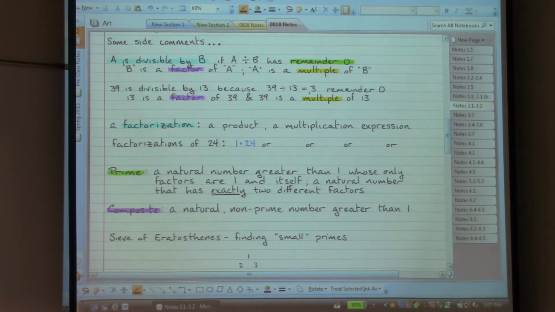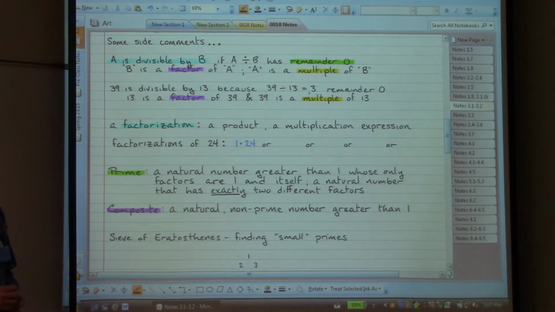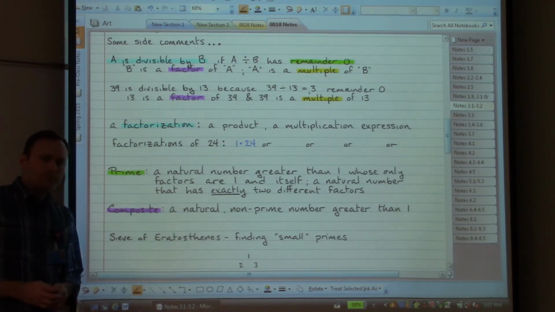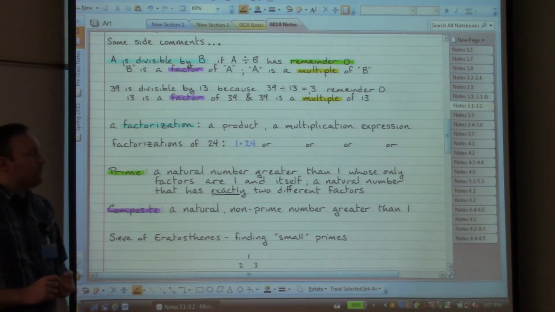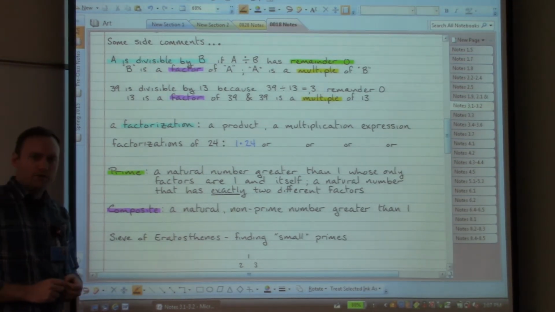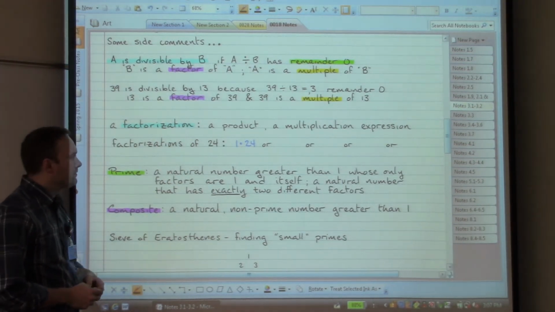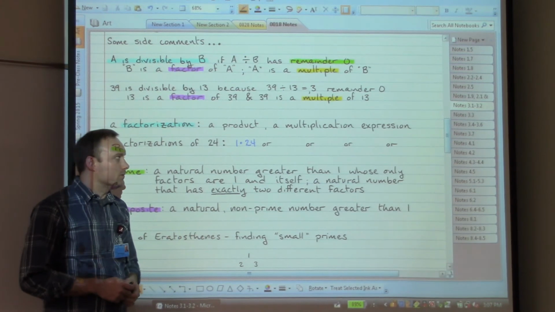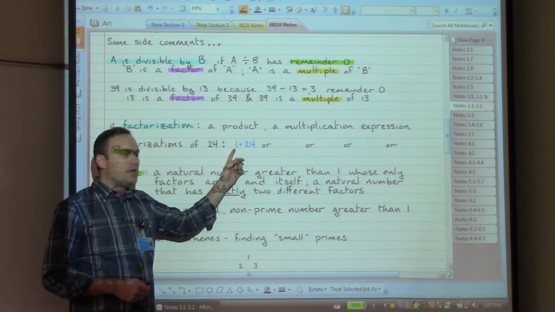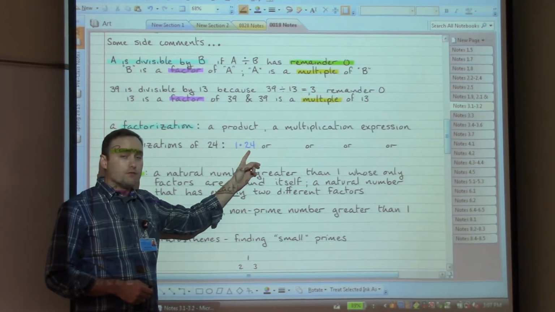So, some side comments about numbers. What we're talking about here is breaking numbers apart. Kind of goes along with the idea of fractions. Fractions break things apart. So we can break a number apart into a multiplication problem, and we're referring to the word factor as a piece of a multiplication problem. For instance, if I wanted to take the number 24 and break it up into a multiplication problem, the most basic way I could do that is 1 times 24. So I could say a factor of 1, factor of 24.